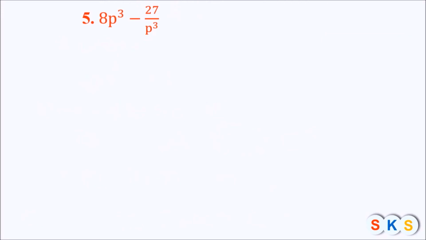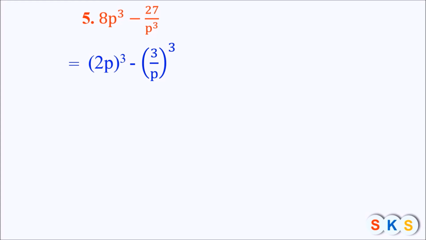Question number 5. 8p raised to 3 minus 27 upon p raised to 3. You can see the first term is 8p raised to 3, which is cube of 2p. And the second term is 27 upon p raised to 3, which is cube of 3 upon p. So first we will write each term as a perfect cube. So 8p raised to 3 can be written as 2p the whole cube, and 27 upon p raised to 3 can be written as 3 upon p whole cube.